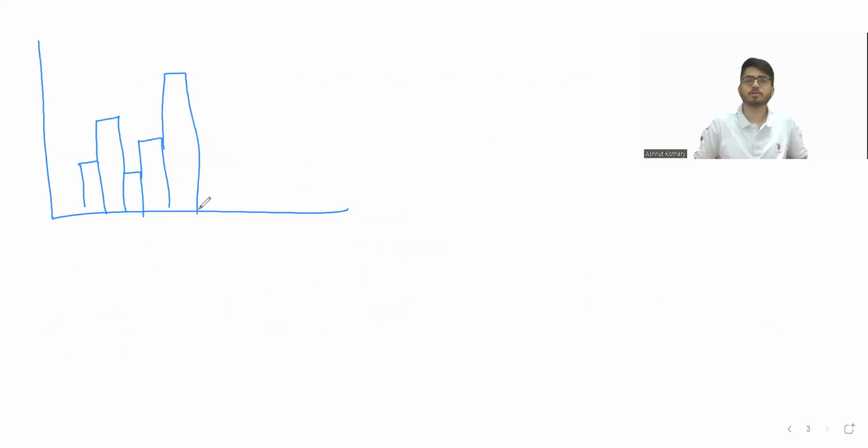This is how a typical histogram might look. Again, on the x-axis, what we have is the values. On the y-axis, what I have is nothing but the frequency.